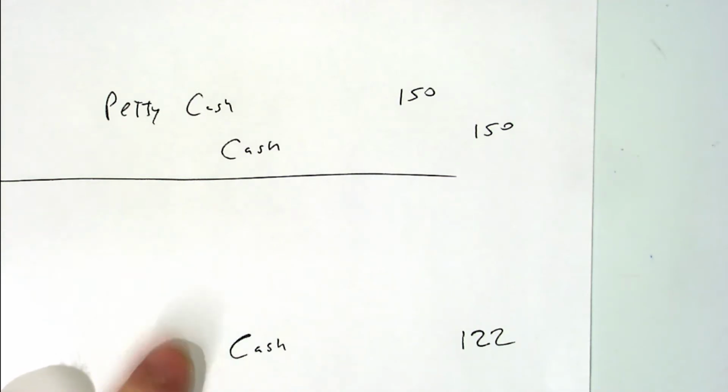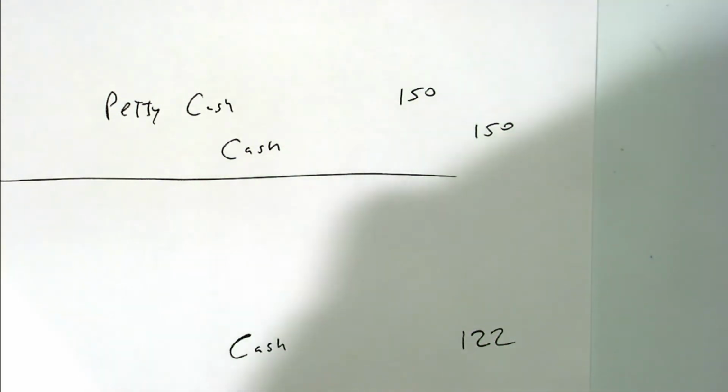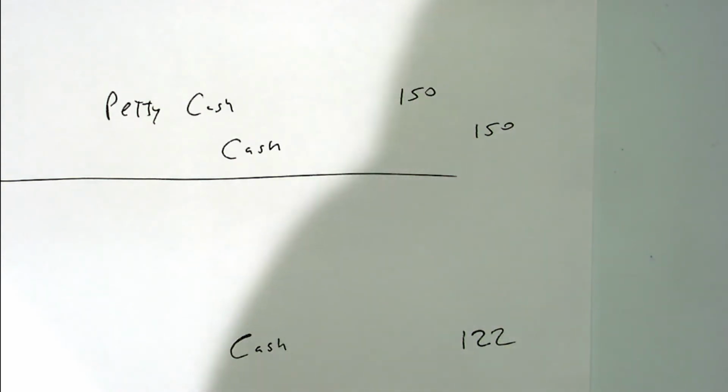So that's the first step. How much cash do you need to put in there to bring it back up? Second step is picture yourself going through those invoices and booking them to the appropriate, usually expense accounts, okay?